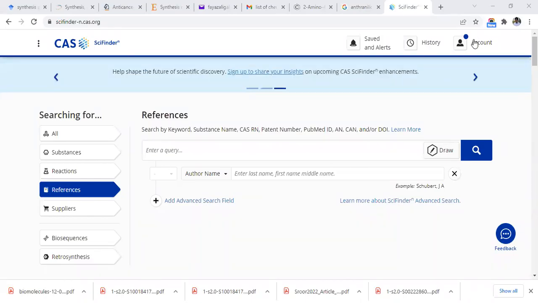Hello dear friends, today we will learn how to search reaction in SciFinder.